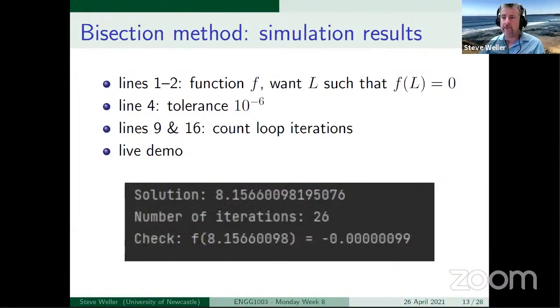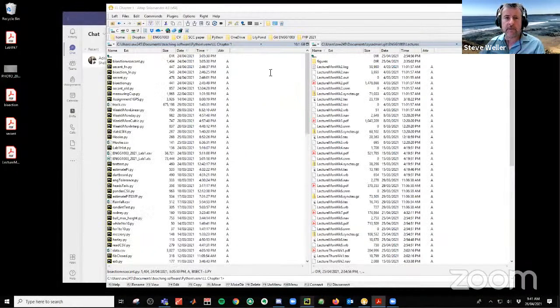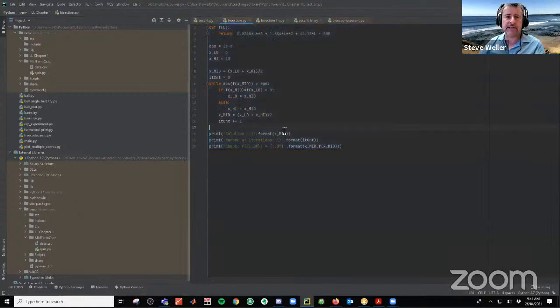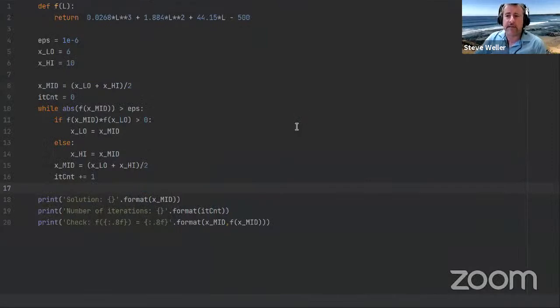So let's run it live now. It is bisection. And so this code that you see here in front of you is exactly the code that's in the lecture notes. It's also been posted on Blackboard, and it's also available in the lecture code channel on Discord. So you've got a way of running it yourself.